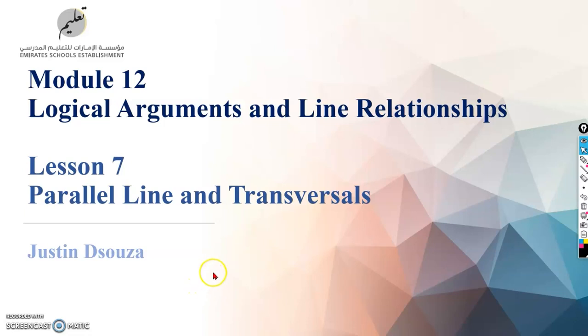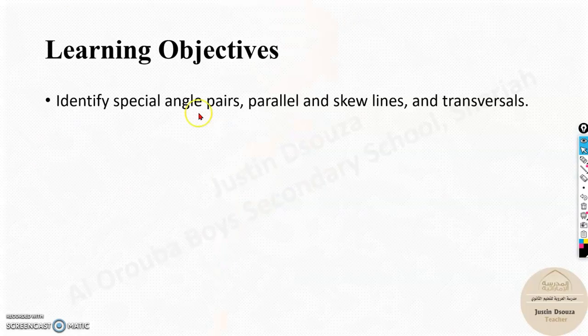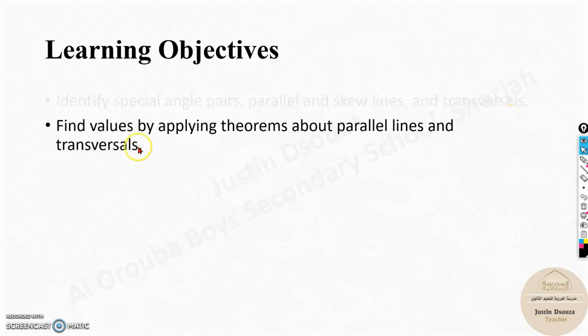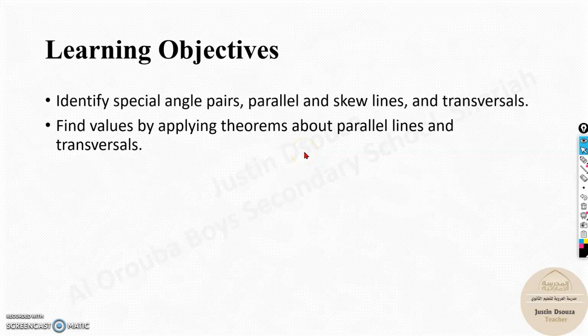The seventh lesson in Module 12 is Parallel Lines and Transversals. We will look into the learning objectives. We have to identify special angle pairs, parallel and skew lines, and transversals. Find values by applying theorems about parallel lines and transversals.